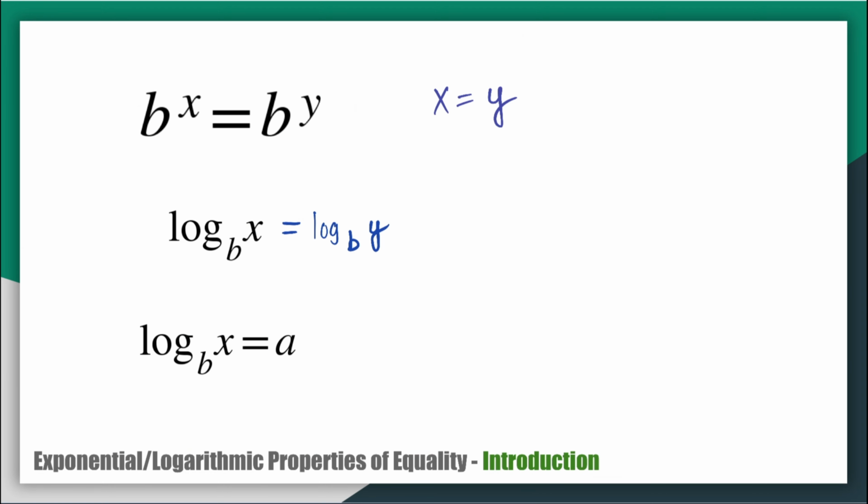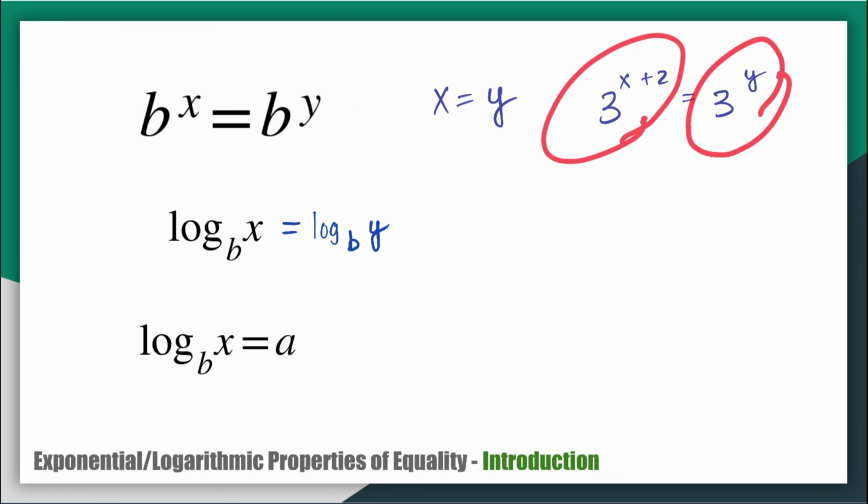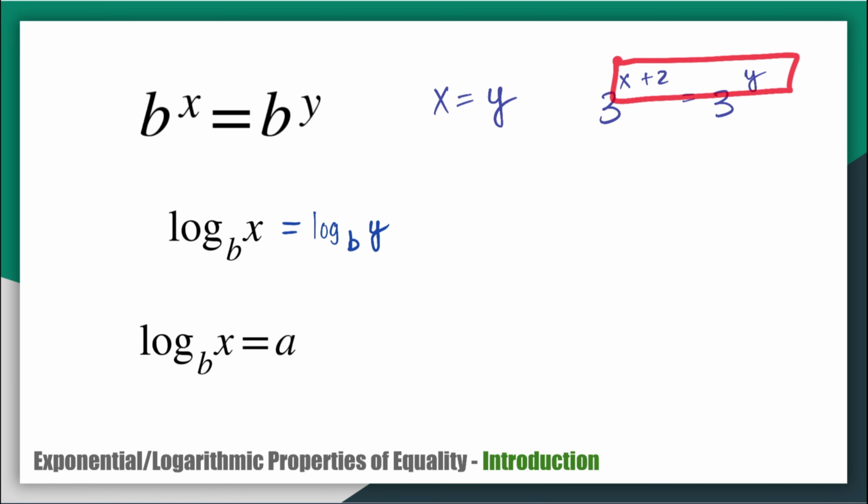Now what I mean about this is that if I have 3 to the power of x plus 2 is equal to 3 to the power of, let's just say y, that these expressions, x plus 2 and y, have to be equal to each other, right? Because if we're going to say that 3 to the power of x plus 2 is equal to 3 to the power of y, then these have to be equal, and that's really our new equation, okay?